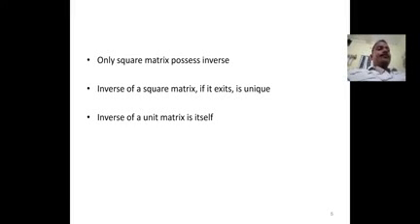Only square matrices possess the inverse. Not only square matrices, only non-singular square matrices possess the inverse. The inverse of a square matrix, if it exists, is unique. The inverse of a unit matrix is itself.